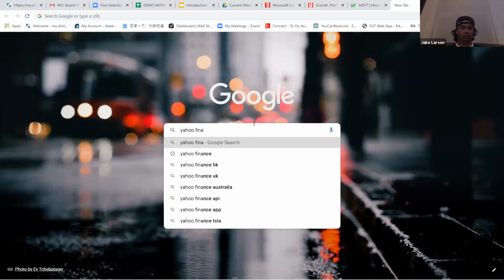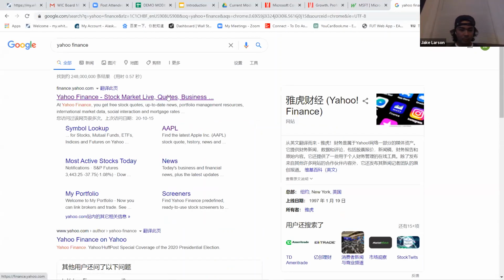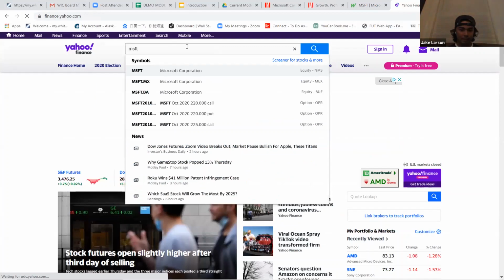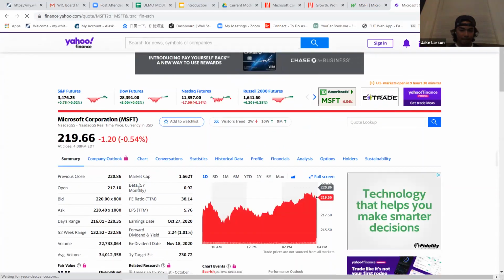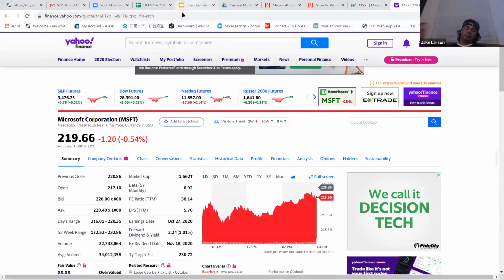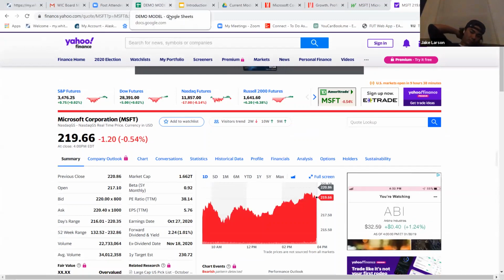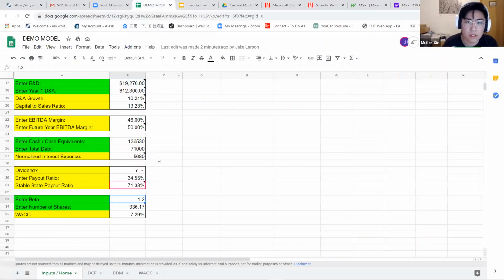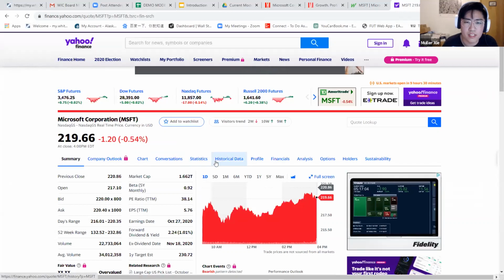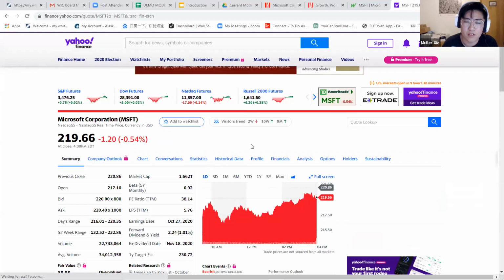For example, you can find it on Yahoo Finance. If you type the ticker of the company, which is MSFT here, you can find the beta calculated by Yahoo Finance, based on a 5-year monthly basis, which is 0.92. But I'm not going to use it here. Instead, I'm going to show how to calculate the beta manually based on the company's historical data and the S&P 500 historical data.